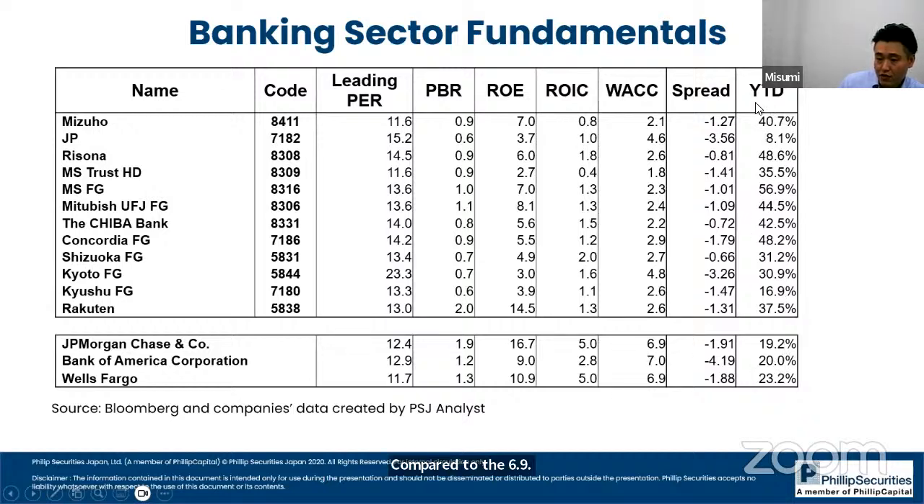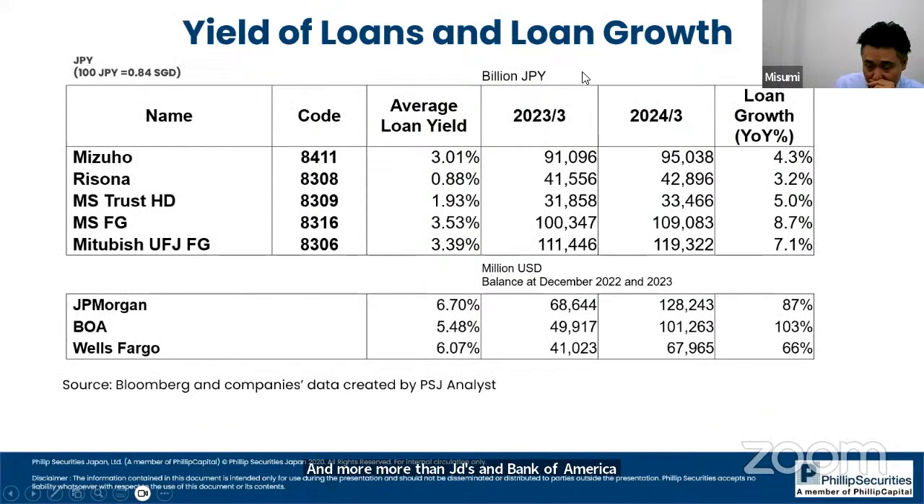But the negative ROIC spread is slightly smaller than that of Bank of America and JP Morgan. But for these inefficient companies, the YTD price return is very high, double digit, and more than JP Morgan Chase and Bank of America. Next, yield of loans and loan growth.